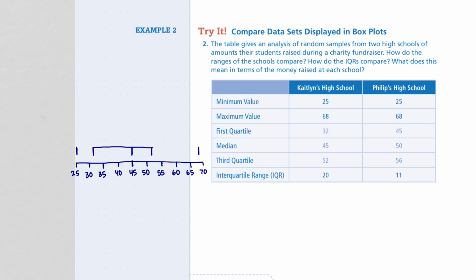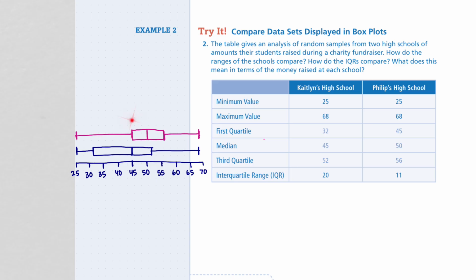I know that Q1, the median, and Q3 make the box. So I have my first box plot. Now that's going to be Caitlin's. Now I'm going to do Phillips. Minimum of 25, maximum of 68. But the first quartile for Phillips High School is 45. And then the median is 50. The third quartile is 56. I know that Q1, the median, and Q3 make up the box. And now we can see the spread.